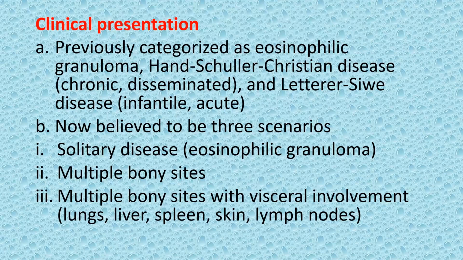Multiple bone sites is Hand-Schüller-Christian disease, and in Hand-Schüller-Christian, you can have involvement of the eyes with exophthalmos, mastoid process, punched out osteolytic lesions, and so on and so on. Multiple bony sites with visceral involvement, lungs, liver, spleen, skin, and lymph nodes are known as Letterer-Siwe disease.